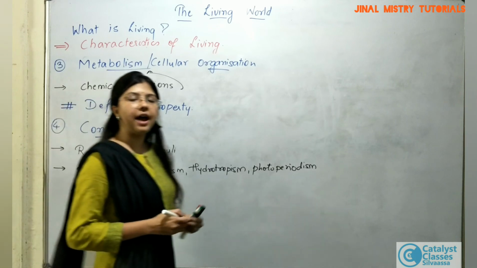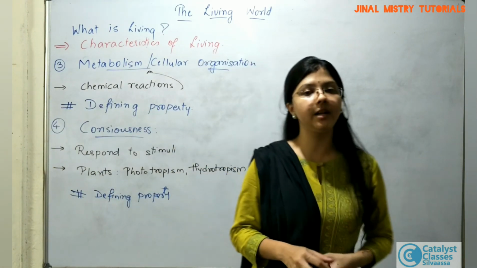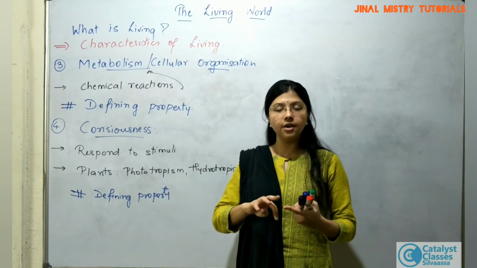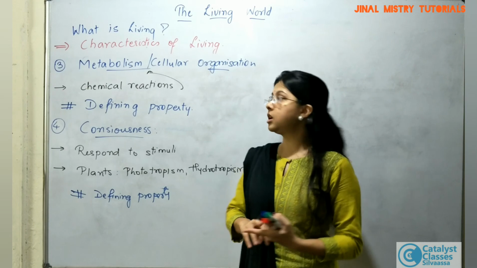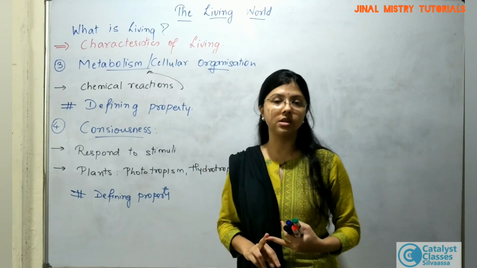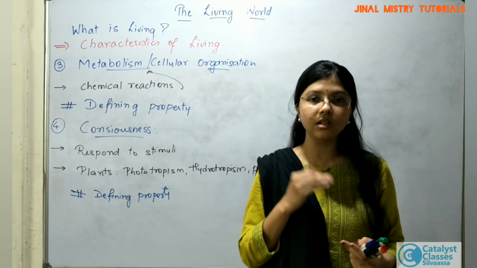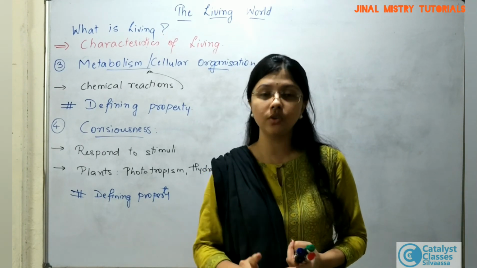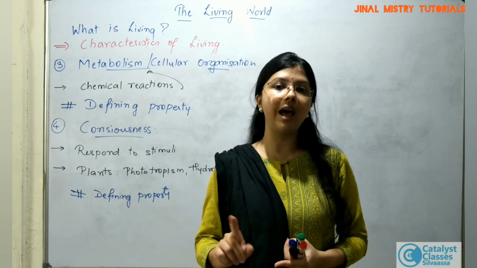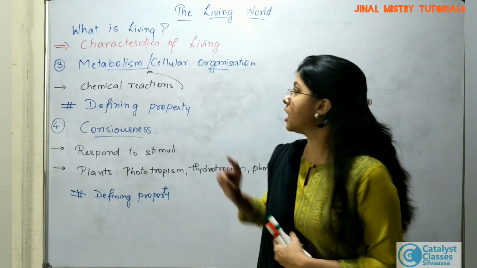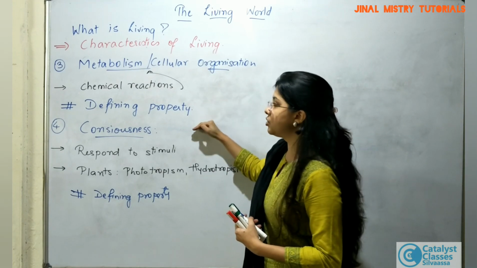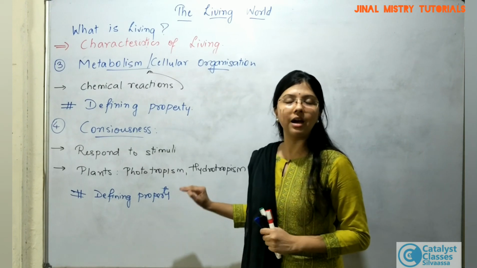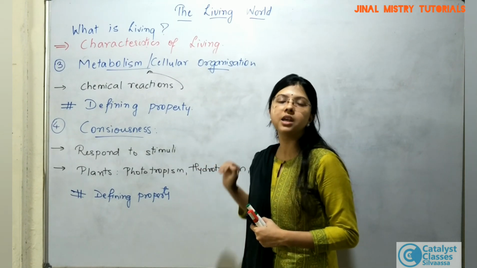So in this lecture, we have discussed what can be the defining properties or characteristics of living, where we have discussed 4 characteristics. First was growth, second is reproduction, third is metabolism, and fourth is consciousness. Out of that, by analyzing the conditions, we have concluded that growth and reproduction are just characteristics of living, but they cannot be called defining properties. Whereas consciousness and metabolism are the 2 characteristics which are defining properties of only living. No non-living thing is going to show these characters.